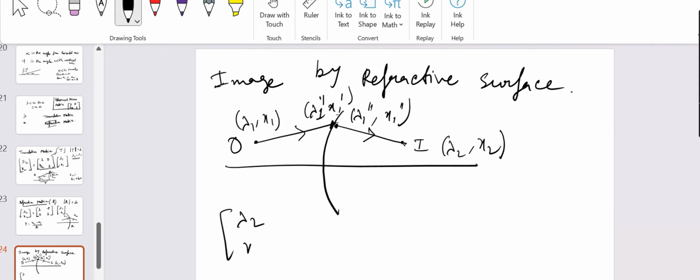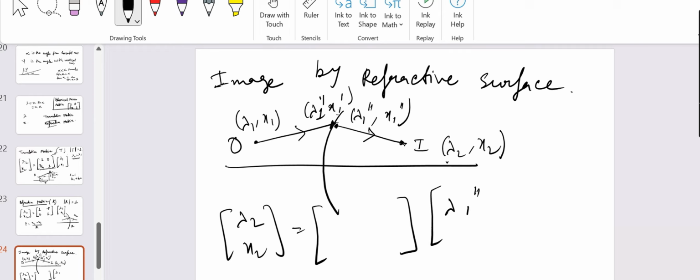So lambda 2 x2 is basically, we need to start from here. We need lambda 2 x2, right? We know where the object is, we need to find the image. So that's our task. So we start from here. So lambda 2 x2, the direct correlation at first glance is with lambda 1 dash dash x1 dash dash, and this is translation.